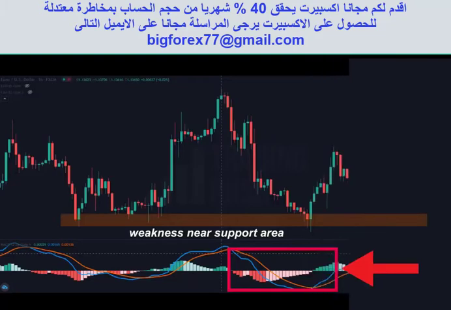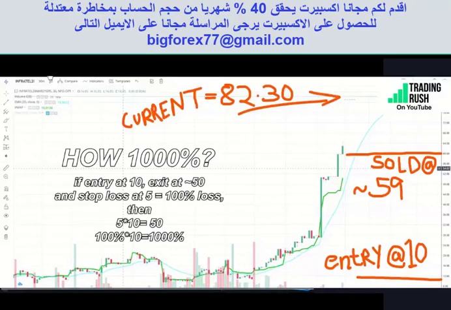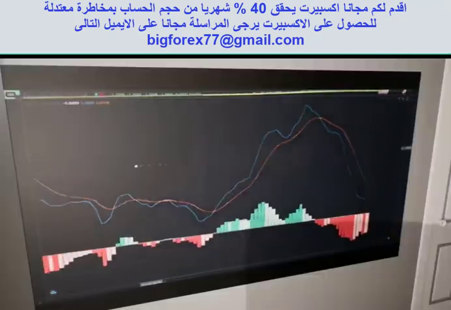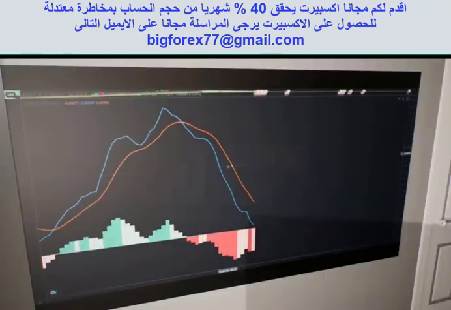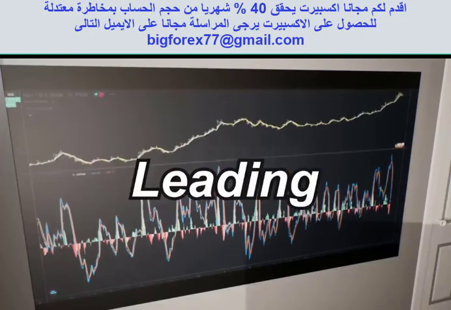In my support and resistance video, I showed a trade I took that made me 1000% profit. That's 10 times what I had risked. I took that trade near a resistance area, and one of the reasons I knew that the resistance level was still working is because, using the histogram of the MACD, I saw the trend was getting weaker near the resistance area. If you ever find yourself unable to identify the strength of a trend, use the MACD indicator.